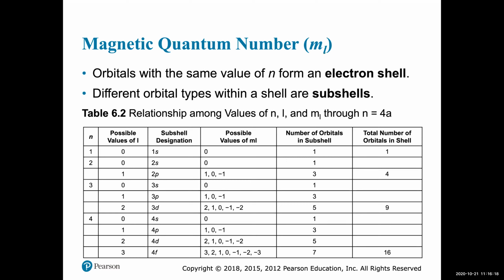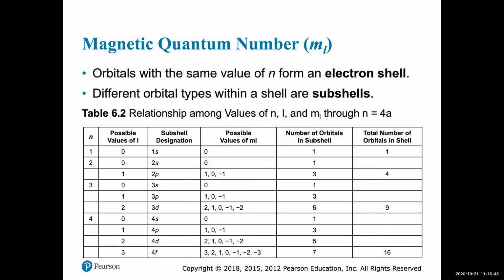Okay, I think this table does a good job of piecing together all the stuff that I've been talking about. And to me, it always sounds a little abstract till I see something like this. So once again, orbitals with the same value of n form an electron shell. Different orbital types within a shell are called subshells.